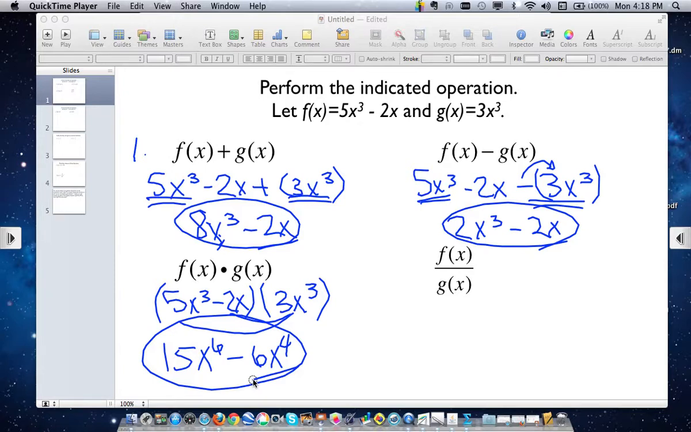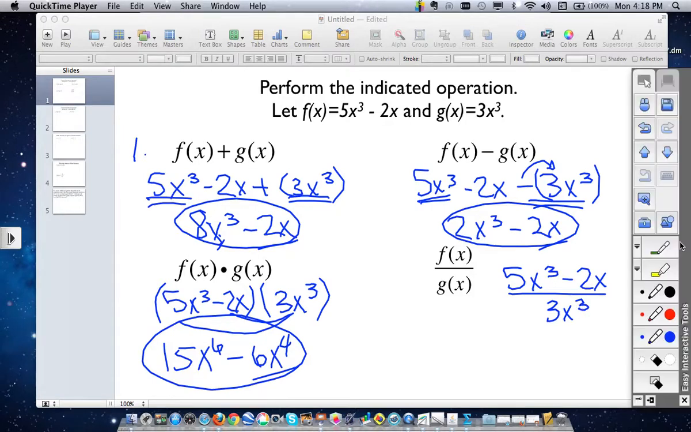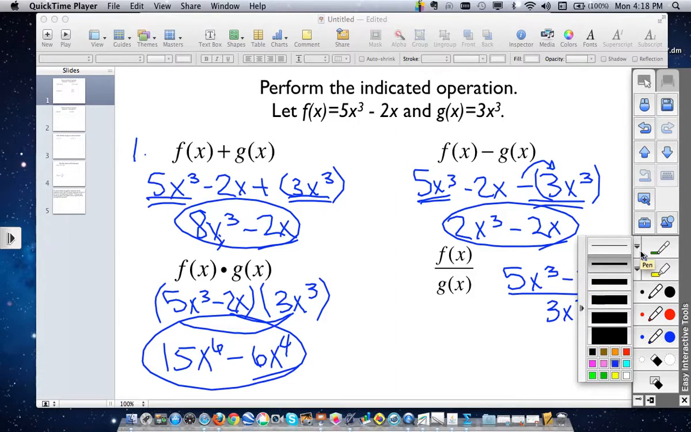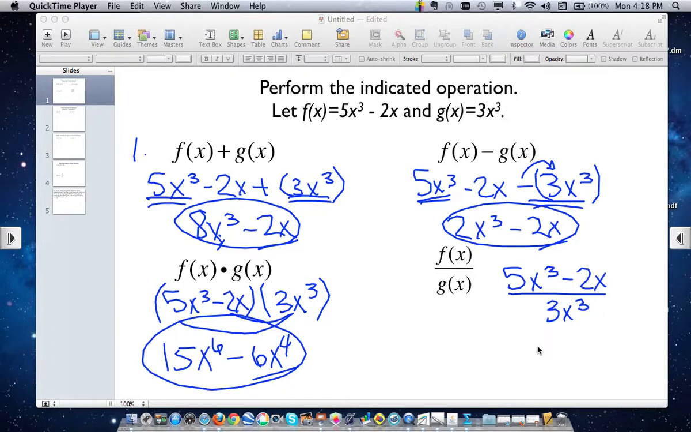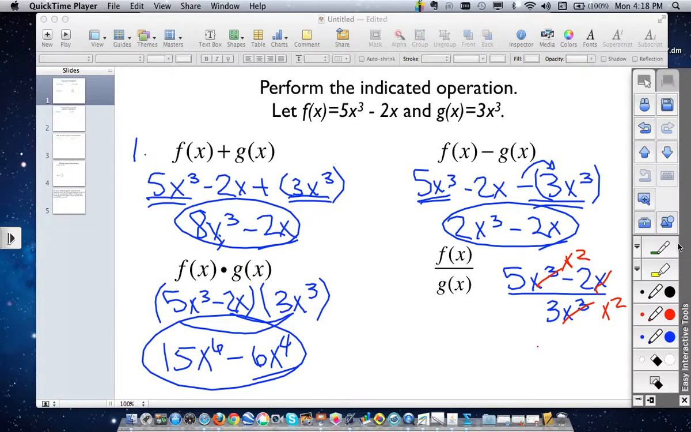With division, 5x to the third minus 2x over 3x to the third. We want to go ahead and simplify, and the easiest way to simplify here is to take and get rid of one of those x's. So when we do that, if I take an x out here, I can take out an x from all of the terms, so leaving me with 5x squared minus 2x over 3x squared.